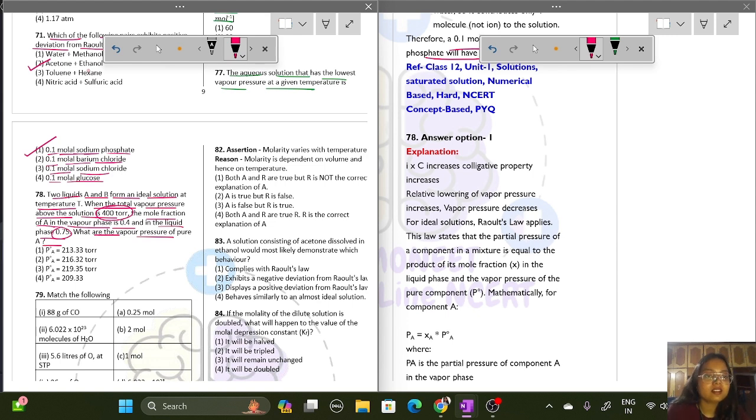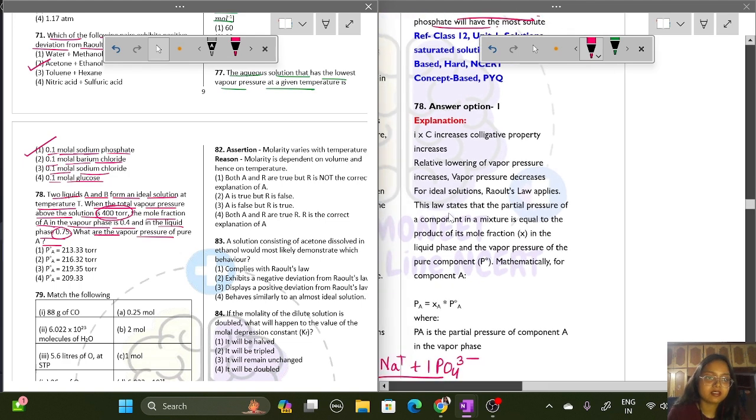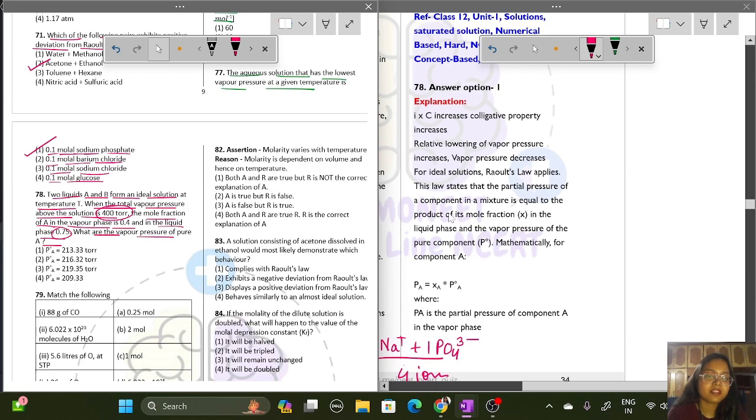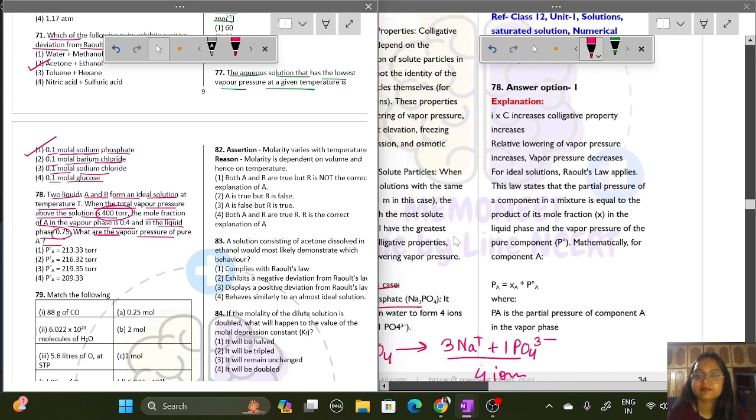Okay, the liquids A and B form an ideal solution at temperature T. The vapor pressure above the solution is given as 400 torr. If 400 torr is given as the total vapor pressure, then the mole fraction of A in the vapor phase is 0.4 and in the liquid phase is 0.5.